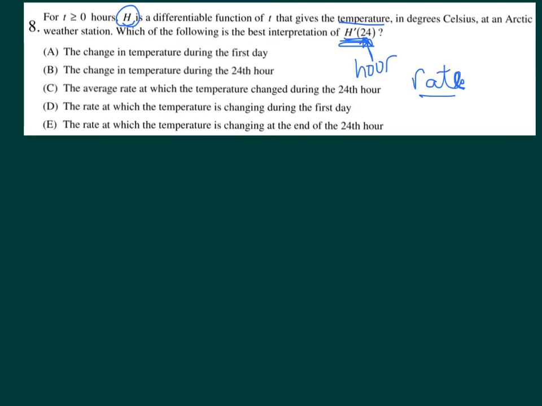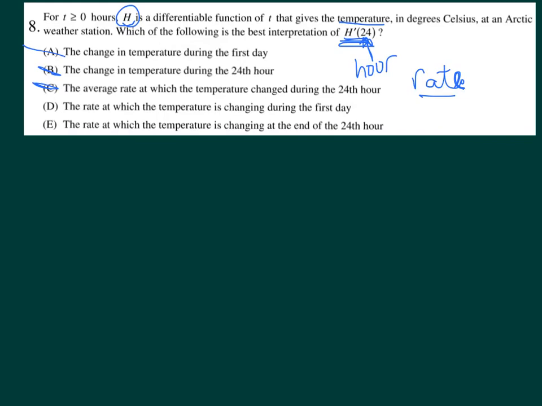So if you read your choices, the change in temperature during the first day? Nope. The change in temperature during the 24th hour? No, it's not the change in temperature. It's the rate of change. We're not just talking about how much it has changed. It's talking about what is the rate of change. So that's not right. The average rate? No, we're not talking about average at all. So that's not it. The rate at which the temperature is changing. Okay, that sounds much better.